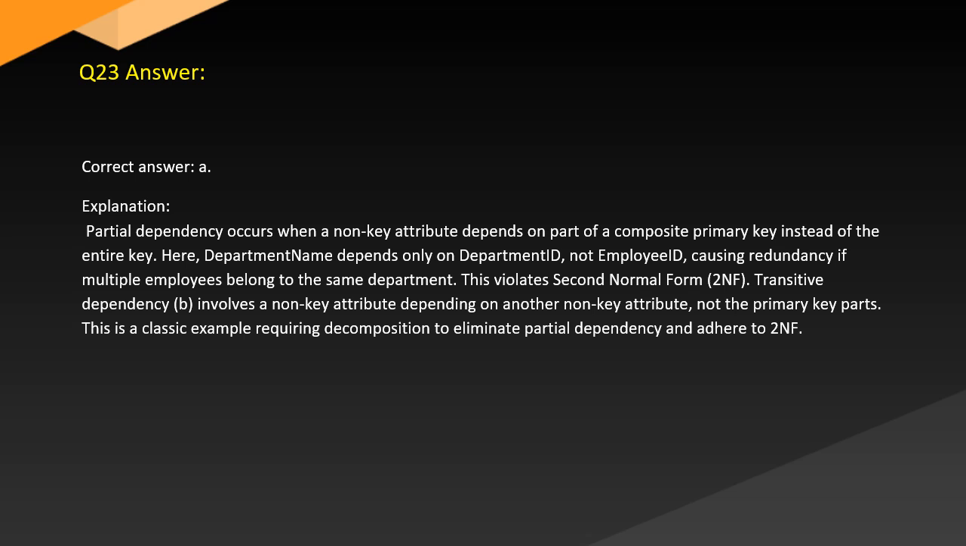Answer. Correct answer: A. Explanation. Partial dependency occurs when a non-key attribute depends on part of a composite primary key instead of the entire key. Here, department name depends only on department ID, not employee ID, causing redundancy if multiple employees belong to the same department. This violates second normal form, 2NF. Transitive dependency, B, involves a non-key attribute depending on another non-key attribute, not primary key parts. This is a classic example requiring decomposition to eliminate partial dependency and adhere to 2NF.